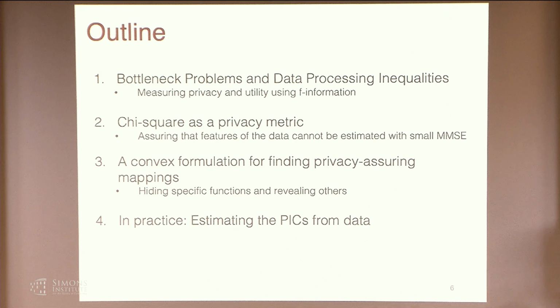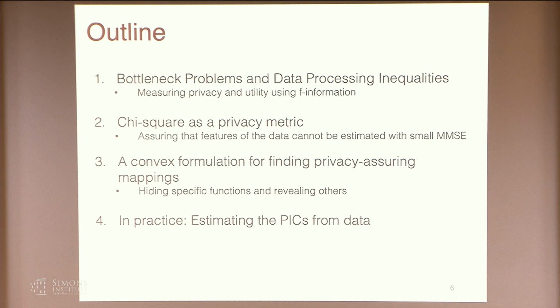Then I'm going to talk about the chi-square as a privacy metric. I am not making a case to use chi-square as a privacy metric. I'm just going to show that when you measure privacy in terms of chi-square, interesting things show up. Fundamental things show up in terms of the trade-off between privacy and utility. Then present one convex formulation for designing privacy assuring mappings. I might go a little bit quickly through this part of the talk if I don't have time, and go to the end of how can you estimate some of these quantities in practice.